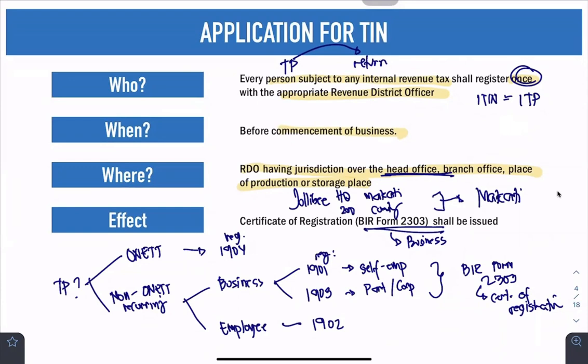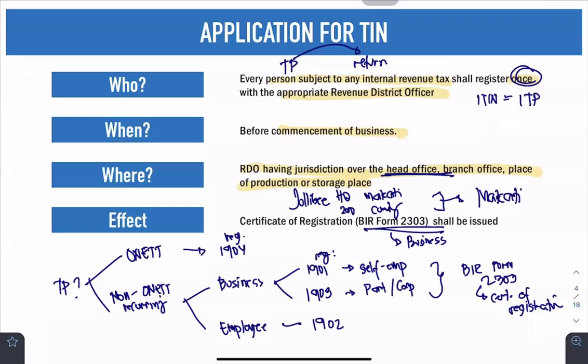Take note of this. So far, I hope you have already mapped in your mind that whenever we talk about a taxpayer, we need to determine first the type of taxpayer. And in determining the type of taxpayer, we need to determine the corresponding form so that you can register the taxpayer. So that is either 1901, 1902, 1903, and 1904. And only business taxpayers will be given a certificate of registration in the form of BIR Form 2303.